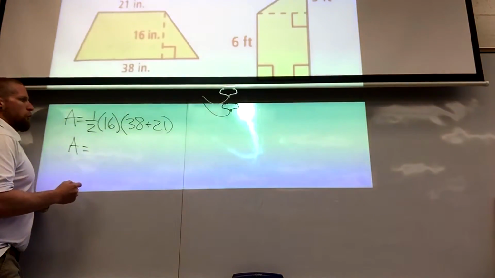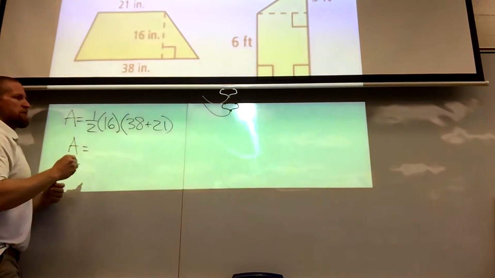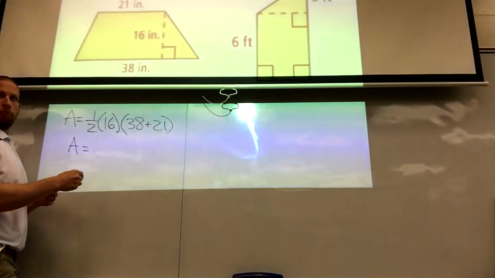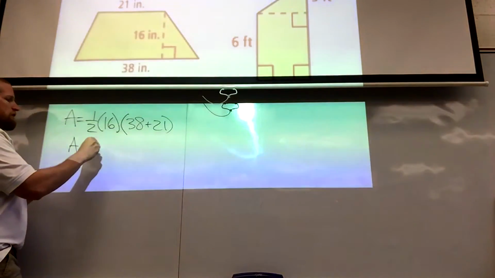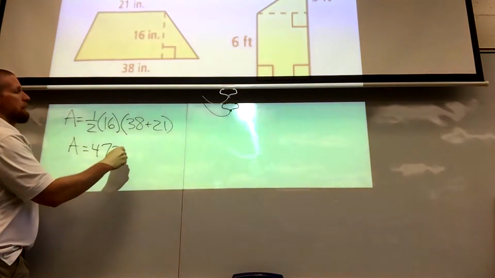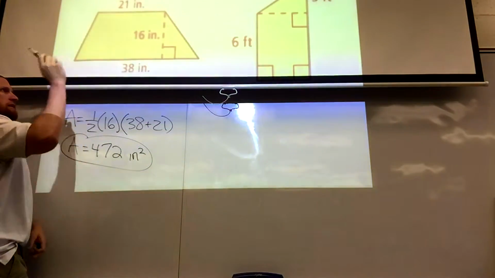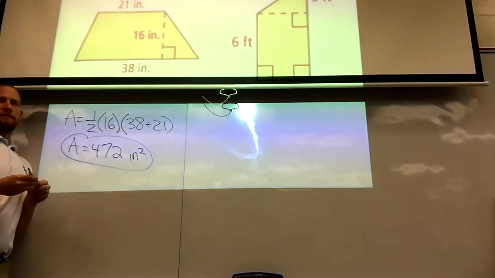Okay? So 1/2 of 16 times 38 plus 21. 8 times 59, which is a big number. 472. And I got units, so square units. Alright. The other one still isn't that bad.